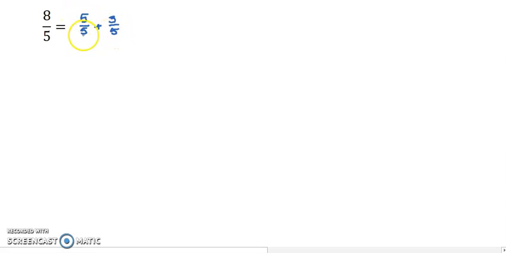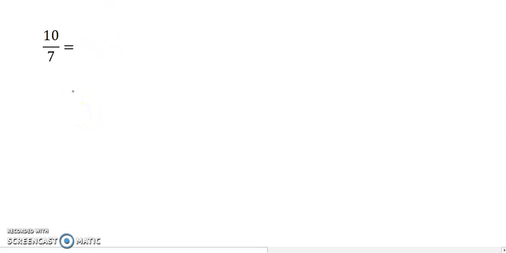The reason we're looking for 5/5 is because 5/5 gives us a whole. We're trying to take out of the 8/5 all the wholes that we have. So we go further to say 5/5 plus 3/5. We know that 5/5 is equal to 1, and we still have that 3/5. So 8/5 is equal to 1 and 3/5. Not difficult at all if you think about it.